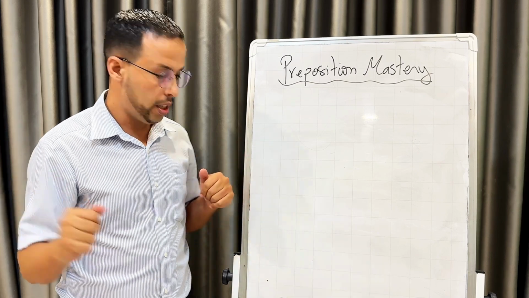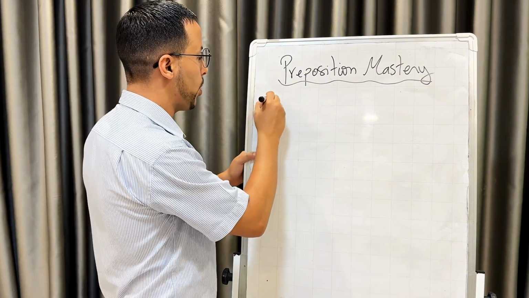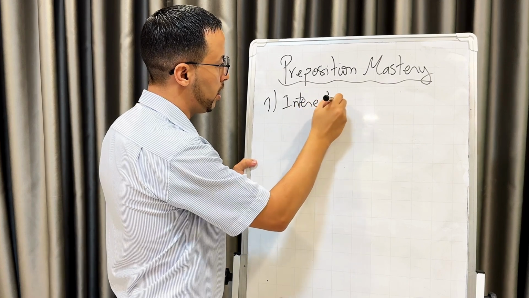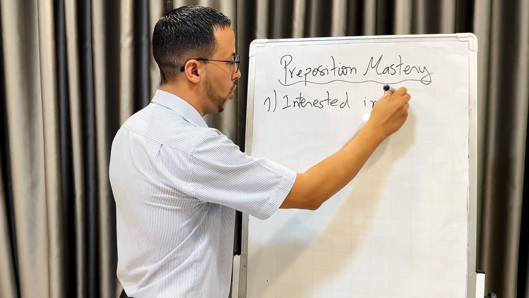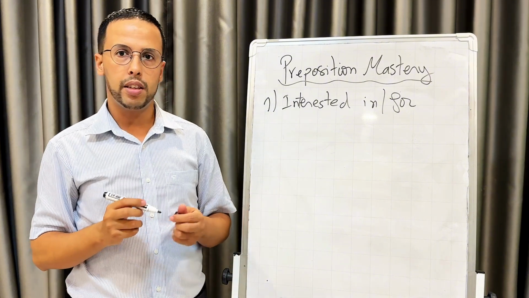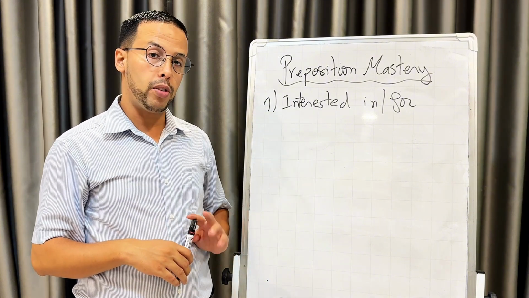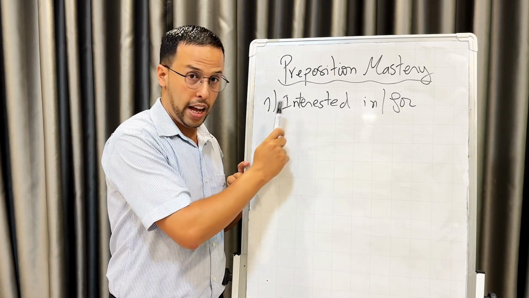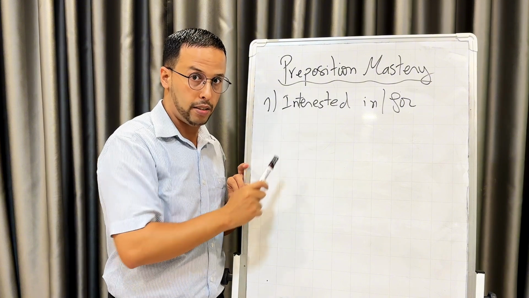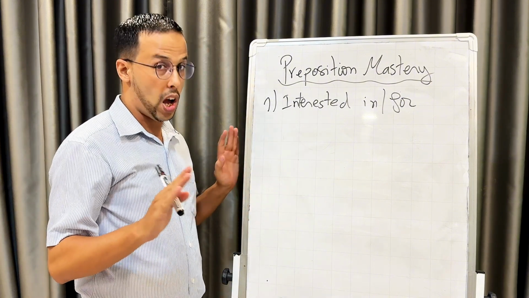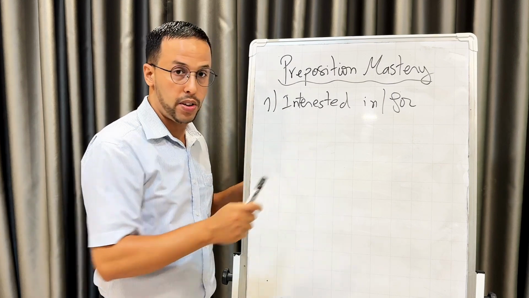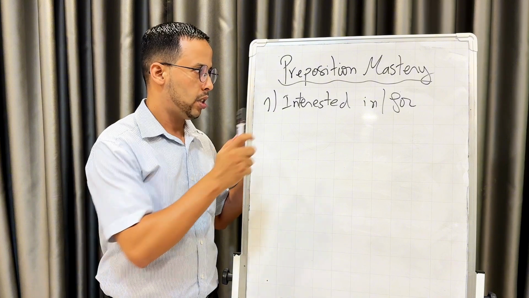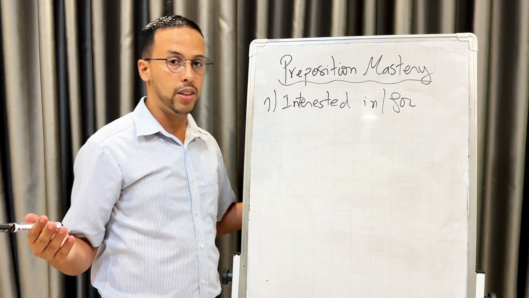First up, interested in. Let me show you how we use this. Interested in, or for. Interested in. Remember the pronunciation of this word. When T comes after N, we don't pronounce T, always. So this one is pronounced interested, interested, interested. You omit T if you want to sound like a native.